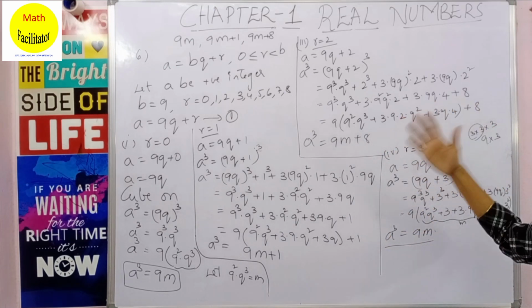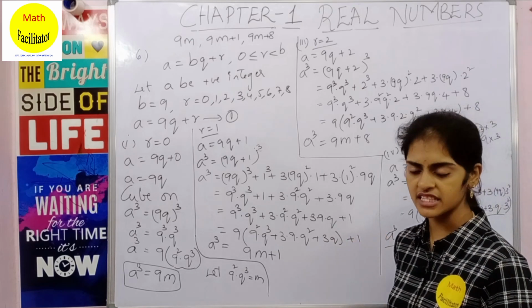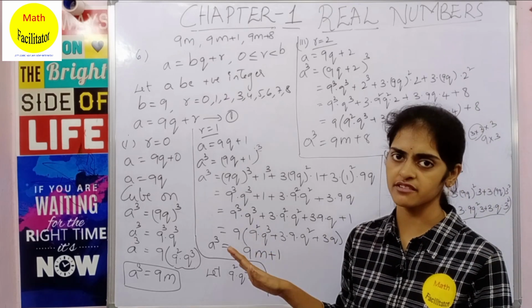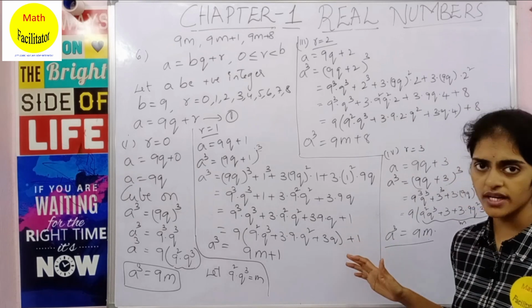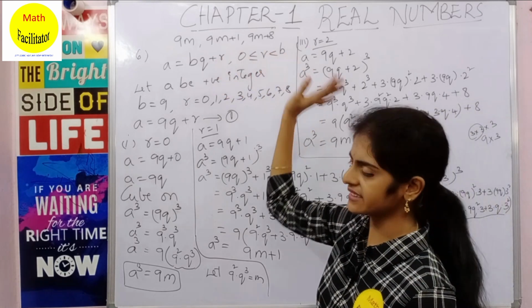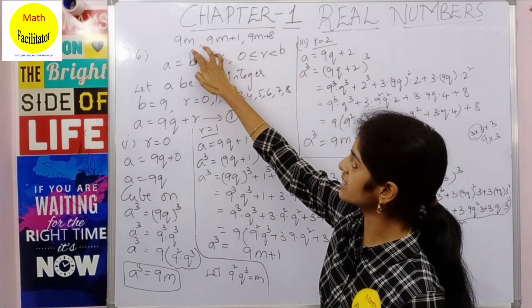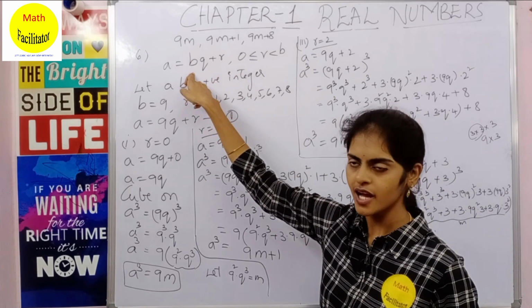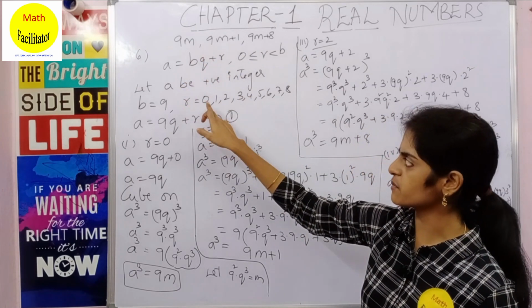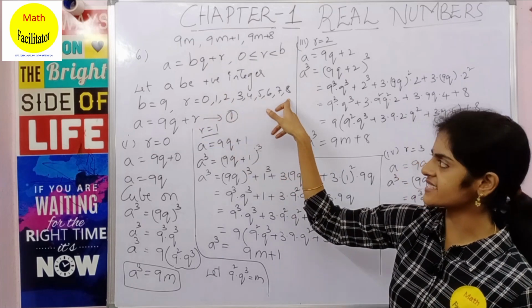Clear? So what are we doing? You will get a problem in this way. This is a definite question for your board exam. So how will you do it? Firstly, whenever a question like this is given to you, you will compare these two and find the value of b. Now the value of r is from 0 to a number less than b.